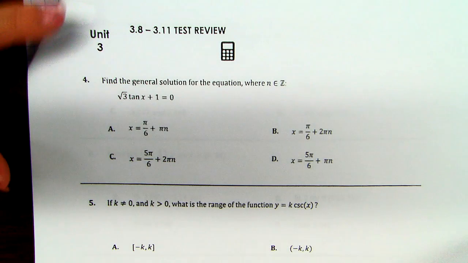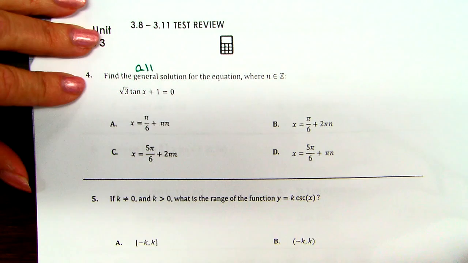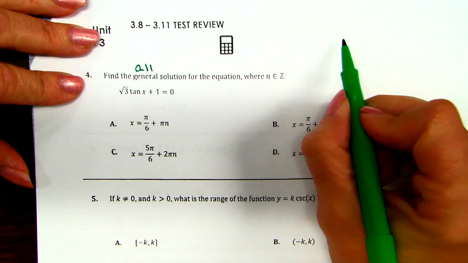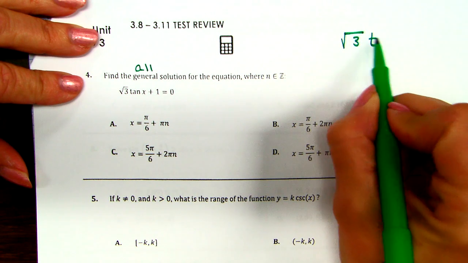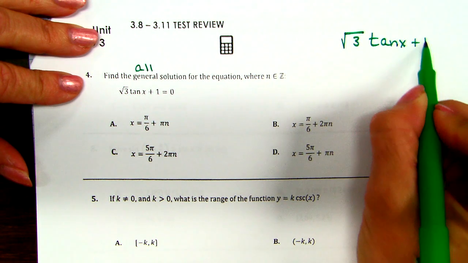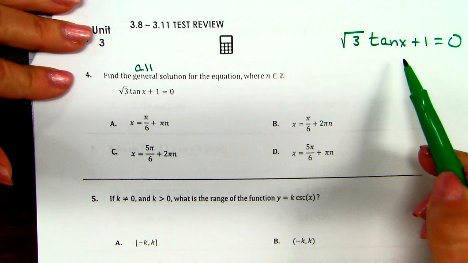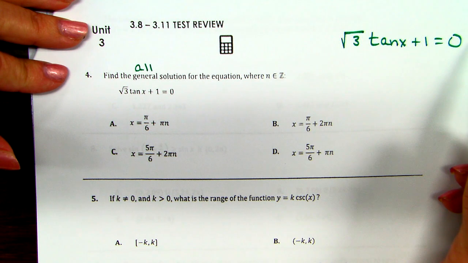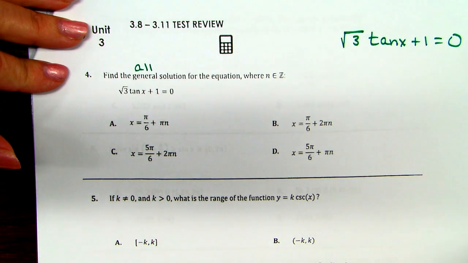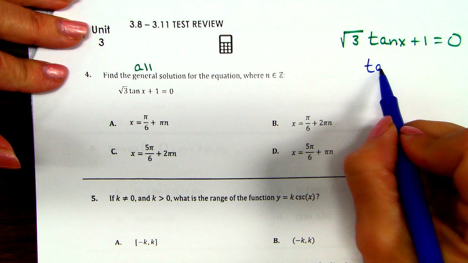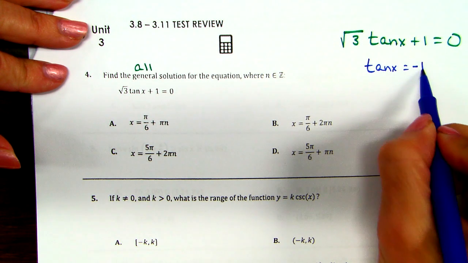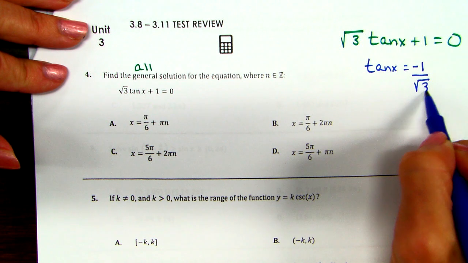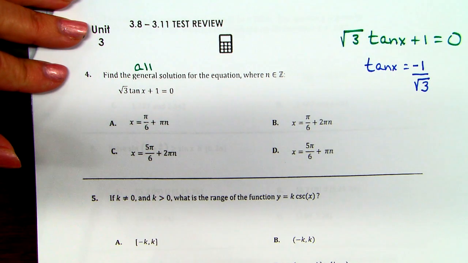All right. Find the general solutions. We saw that word before. It means the same as all. Find all solutions. I'm going to get tan x by itself. Subtract 1, divide by the square root of 3, and I don't recognize that, which means I need to rationalize the denominator.